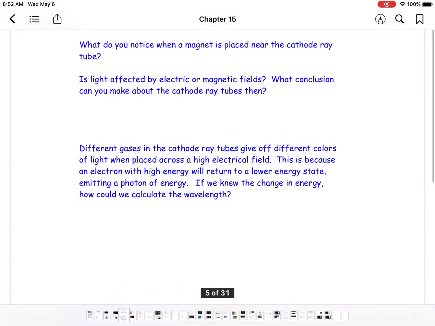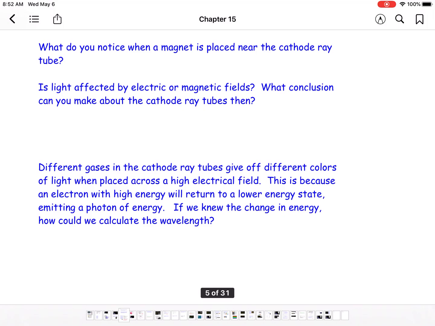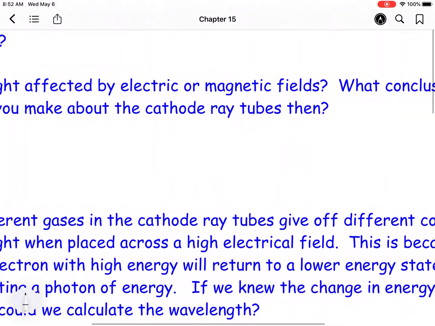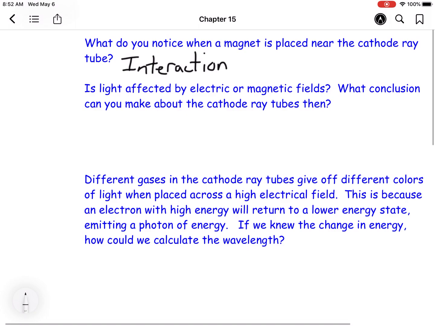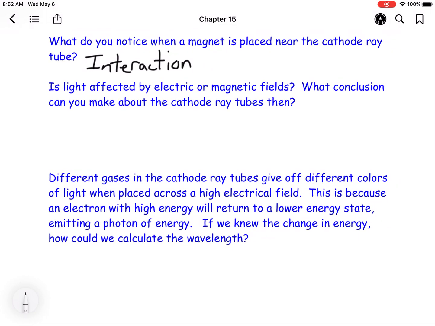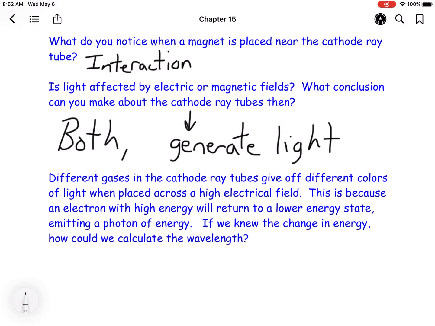So what do you notice when the magnet is placed near the cathode ray tube? Well, we have interaction. We notice interaction. It's either pulled or pushed. Is light affected by electric or magnetic fields? Well, it's affected by both, which tells me that the cathode ray tubes are generating light. The cathode ray generates light.